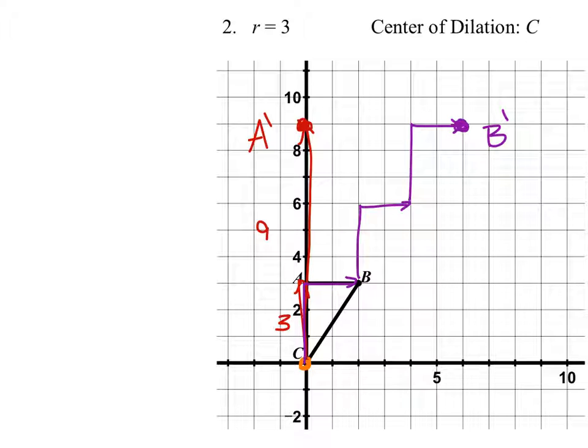C is a tricky one because C is 0 away from the center of dilation. So to move it 3 times that from the center of dilation is just where it is. So C prime is right there. Next up, we'll just connect the points with lines to create our shape. There we go. Triangle A prime, B prime, C prime.